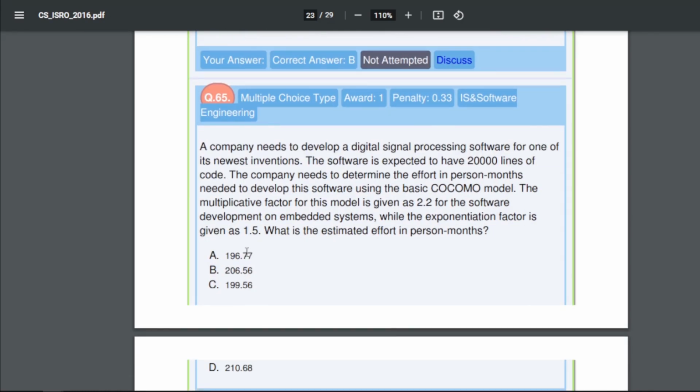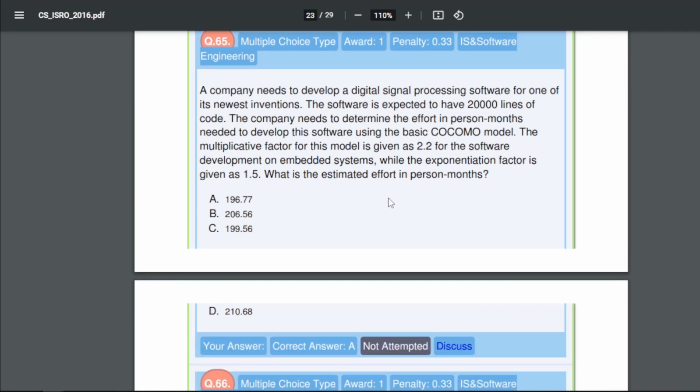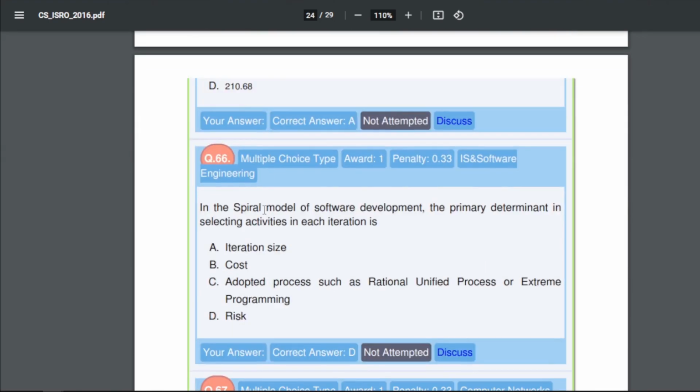Now question number 65 is, a company needs to develop a digital signal processing software for one of its newest inventions. The software is expected to have 20,000 lines of code. The company needs to determine the effort in person-months needed to develop this software using the basic COCOMO model. The multiplicative factor for this model is given as 2.2 for the software development on an embedded system, while the exponentiation factor is given as 1.5. What is the estimated effort in person-months? If you solve this question, you will get the answer as A, that is 196.77.